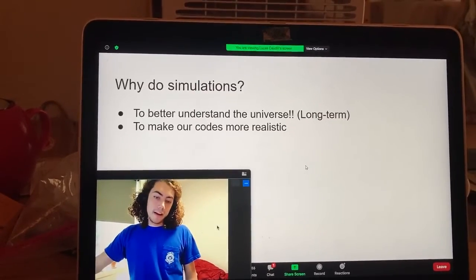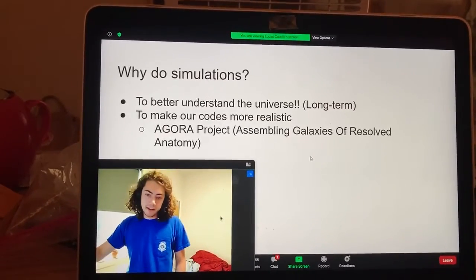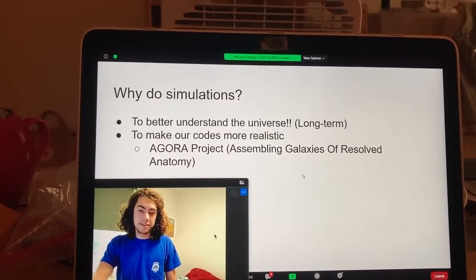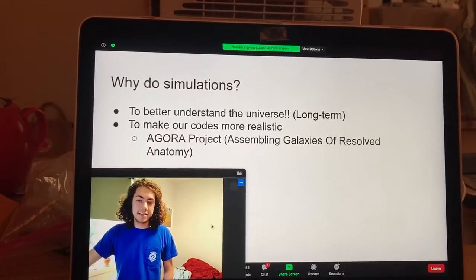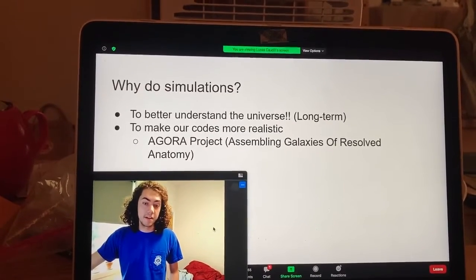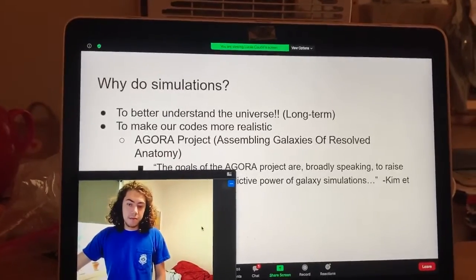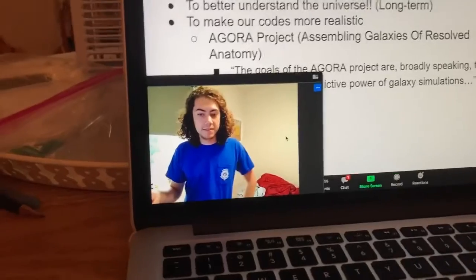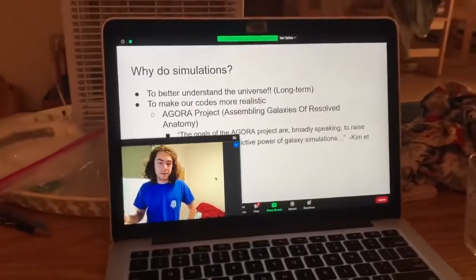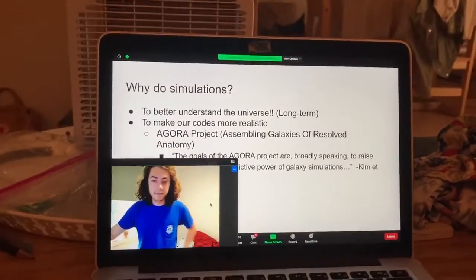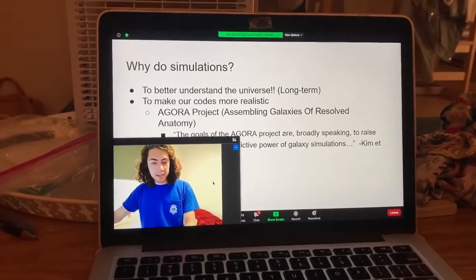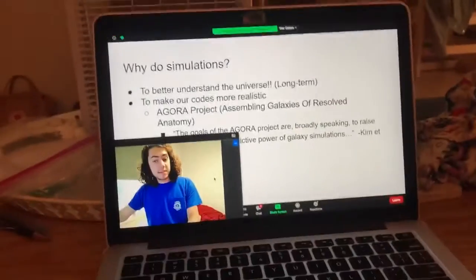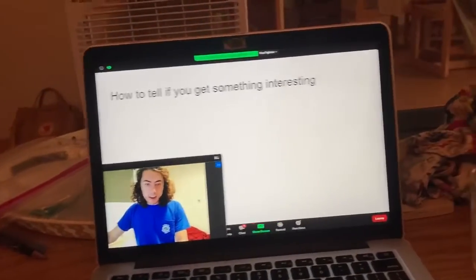if we expect them to help us improve our understanding of the universe. So Johnny's been involved in a project called AGORA for a number of years. AGORA, in this case, standing for Assembling Galaxies of Resolved Anatomy. And one of AGORA's main goals is to compare simulations from many different types of N-body codes with the intention of improving their consistency and hopefully their realism. And I believe Will is going to talk a little bit more about that project next week, so I'll try not to spoil anything else.